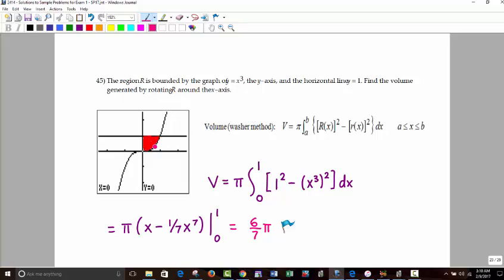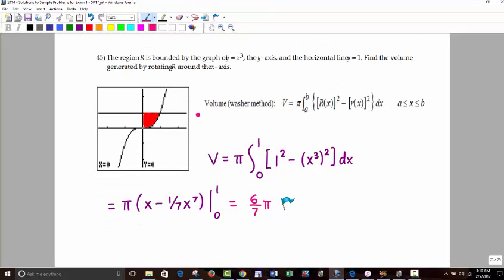So it would be the outer, because usually you'll have a gap right there where I have the pointer when it revolves around. So it's the outer, which is the horizontal line, minus the curve. Very similar to that one. And x is going from 0 to 1. And you can solve that real easy.